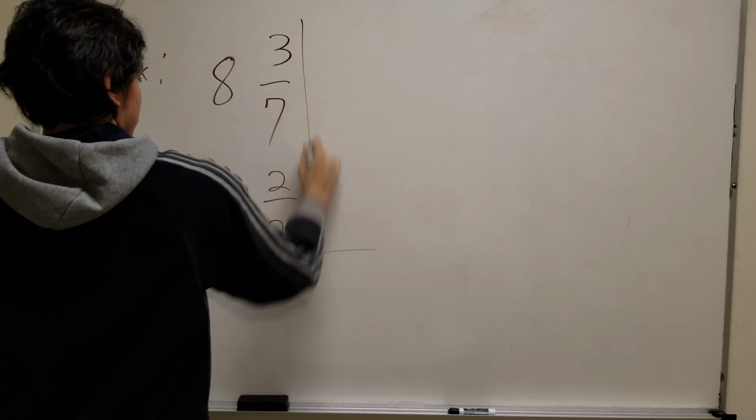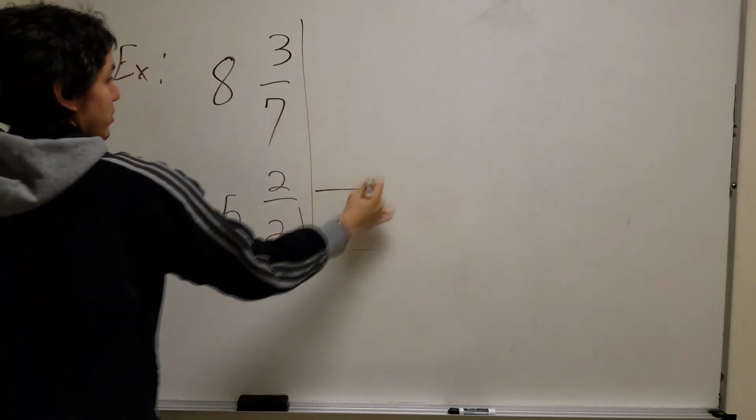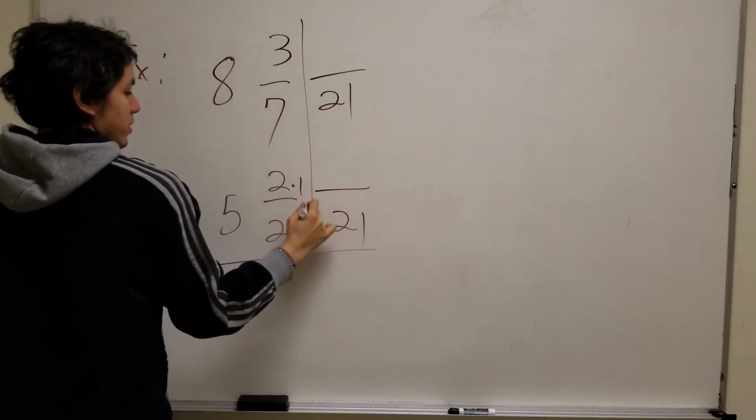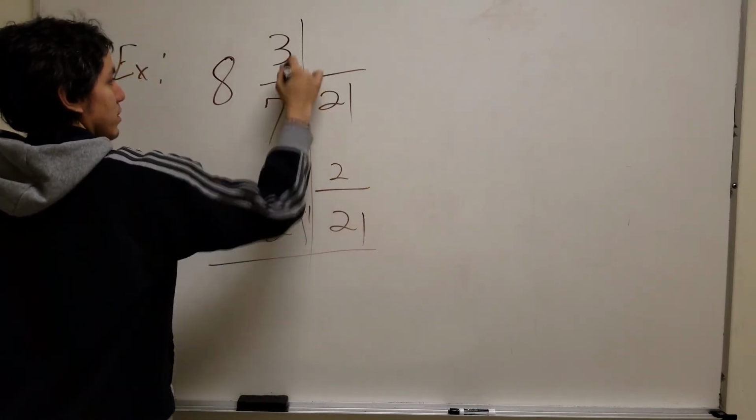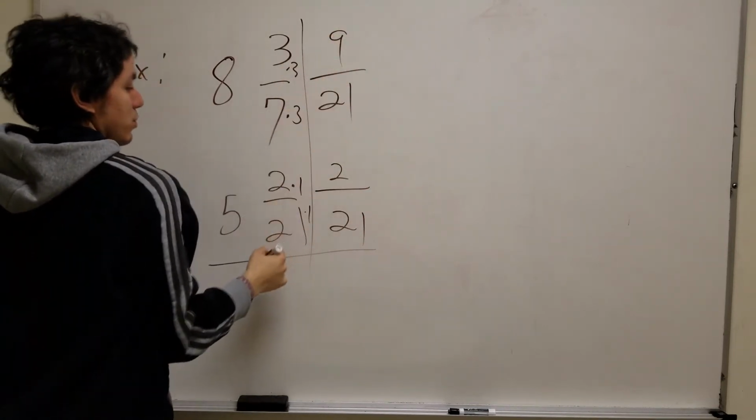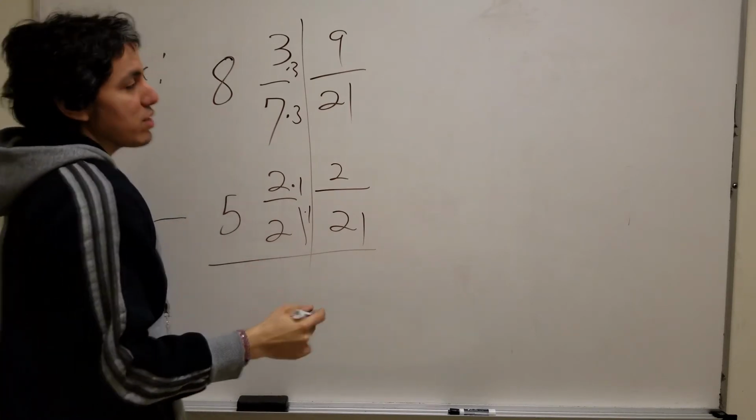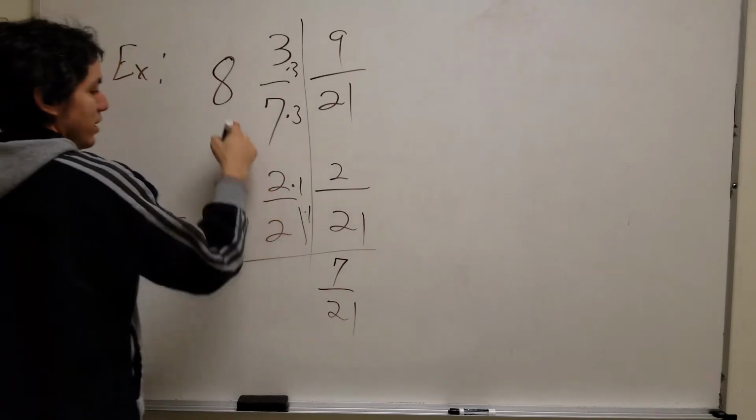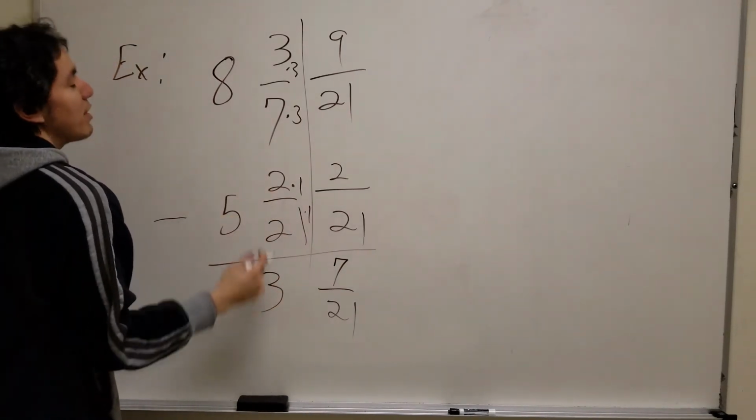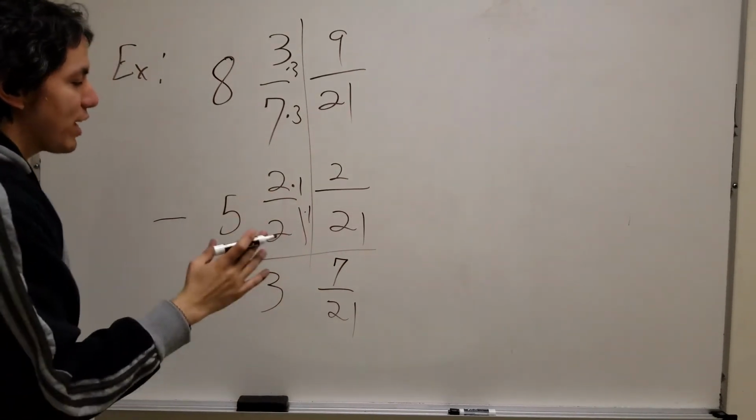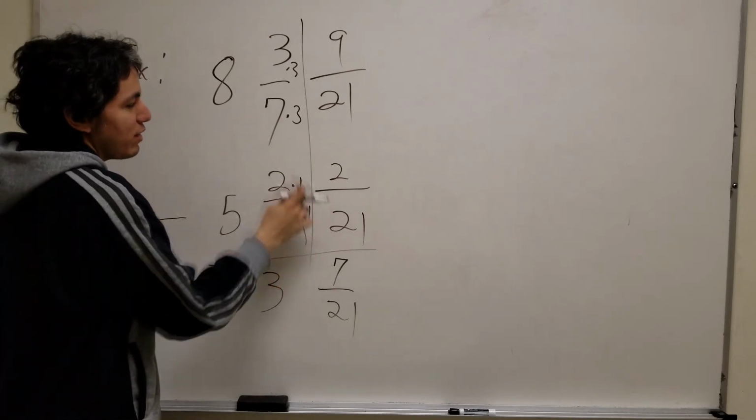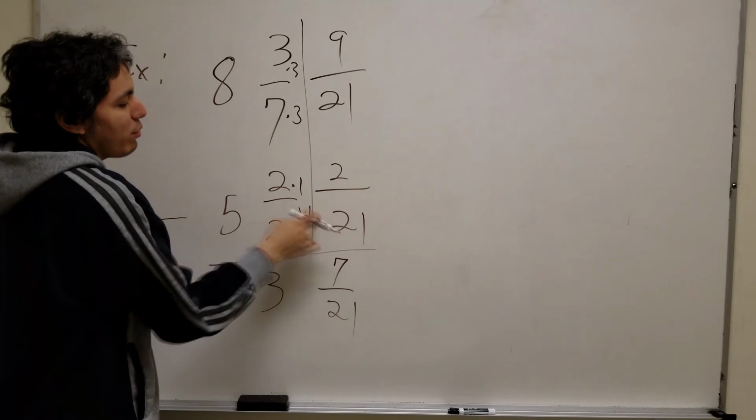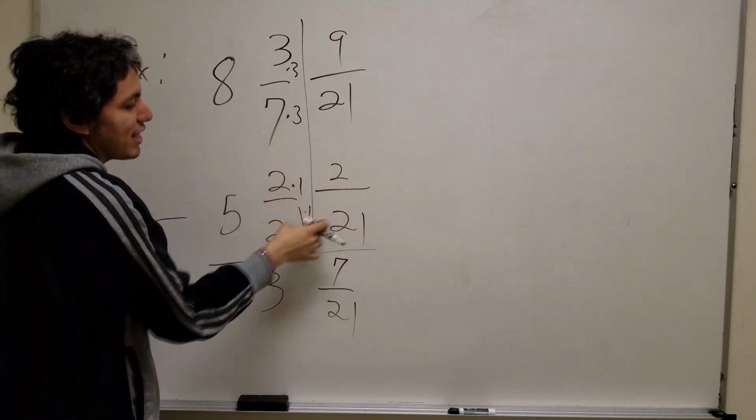All right, so this one here, the LCD is going to be 21. So in this case, I don't have to borrow. I can just simply subtract, and I get 7 over 21. 8 minus 5 is 3. So again, real quick, I had to find out what the LCD of 7 and 21 was, which is 21. And then I multiplied the numbers to get what I needed.